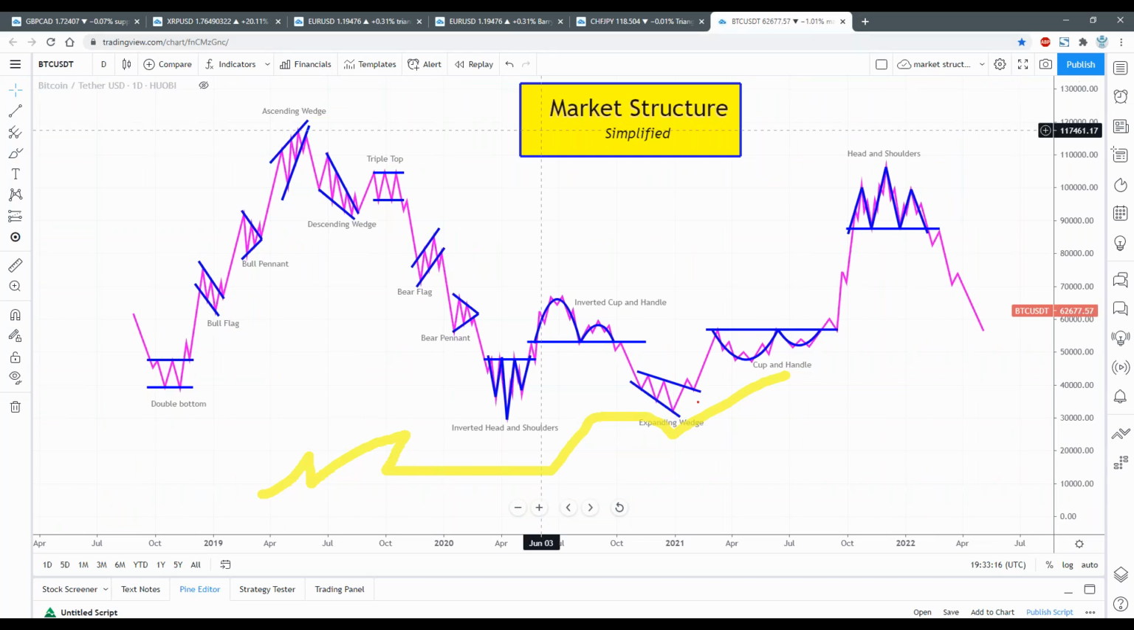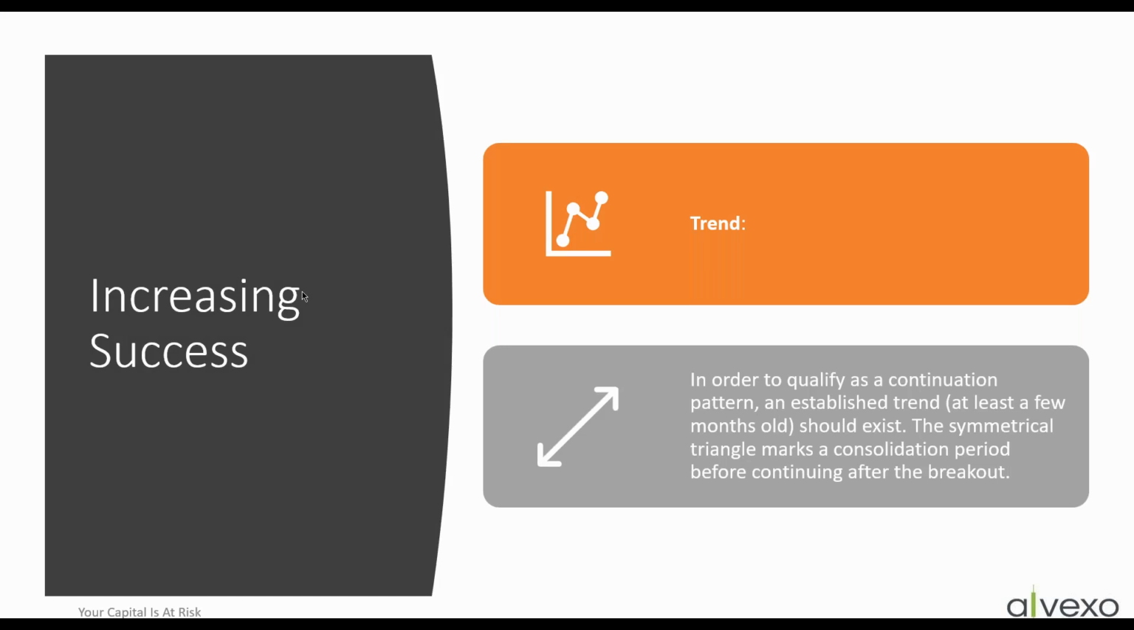So the quality of the pattern is very, very important for your success. And the only thing any of us care about is your successful trades. So the trend is very important.